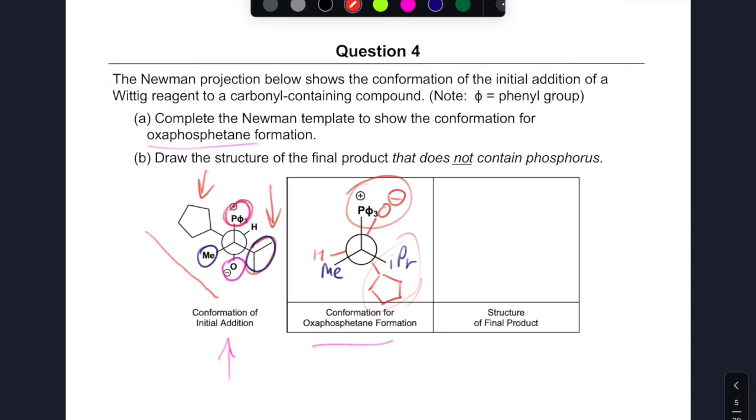That gives us our triphenylphosphine. So I'm just going to put that over here. Triphenylphosphine oxide is one product. That's not the major thing we're looking at. What we're trying to identify is the carbon-containing alkene. That's the result over here.